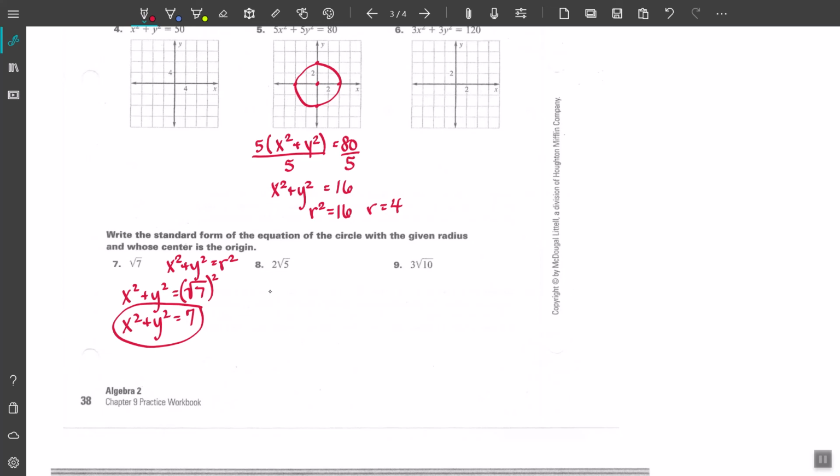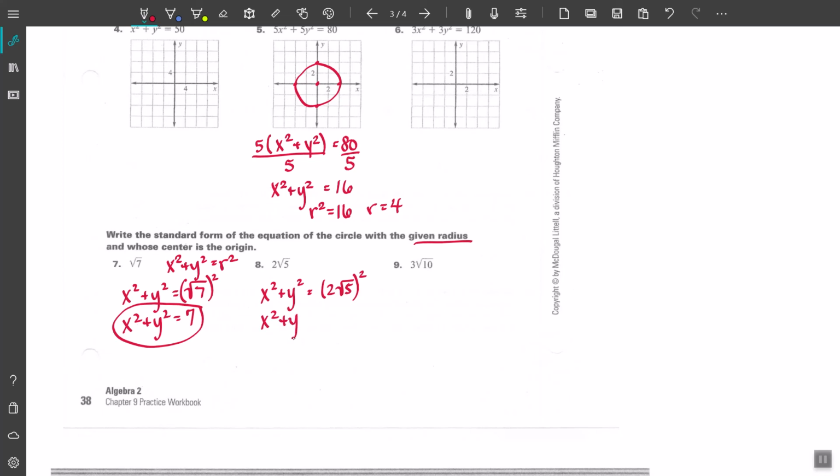All right, number 8 works the same way. It's just that we have a little bit more complicated of a radical here. But this is the radius. Okay, they told us that here. They gave us the radius, so we need to know the radius squared to write our equation.